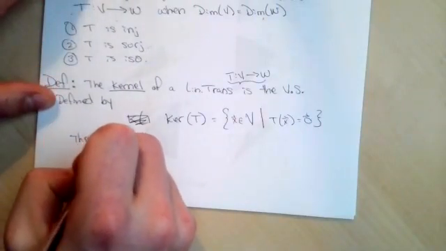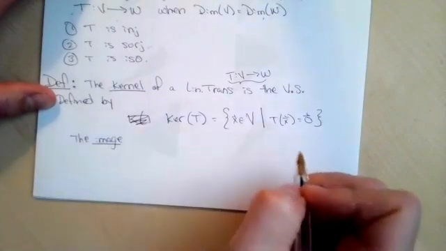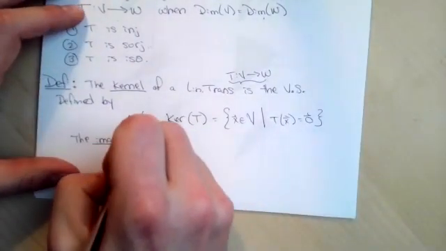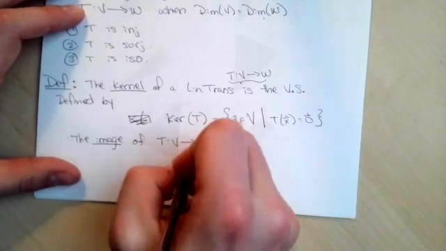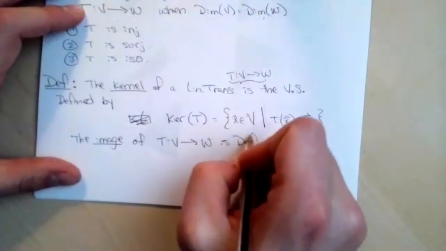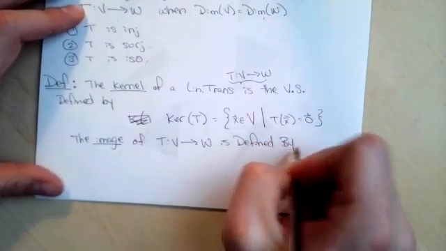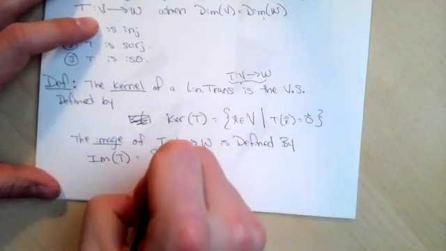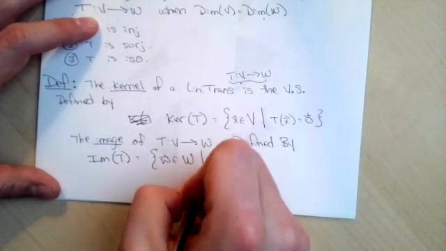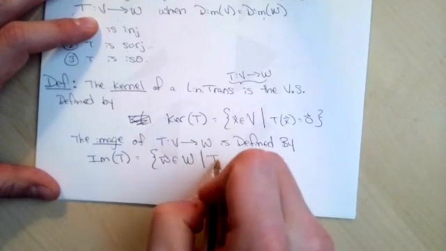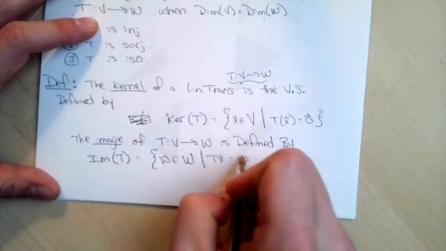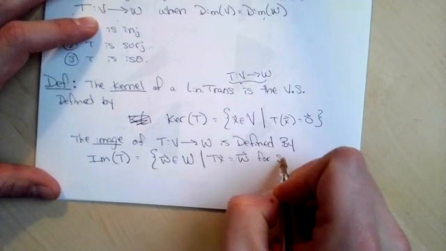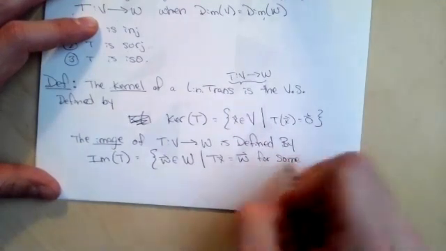The image, I've been using this term a bit. Hopefully you have a sense of it. It's like the range of T. It's defined by, usually we just say Im of T. It's going to be the set of all vectors in W where T has some landing point. There exists some vector in the domain that maps to W.